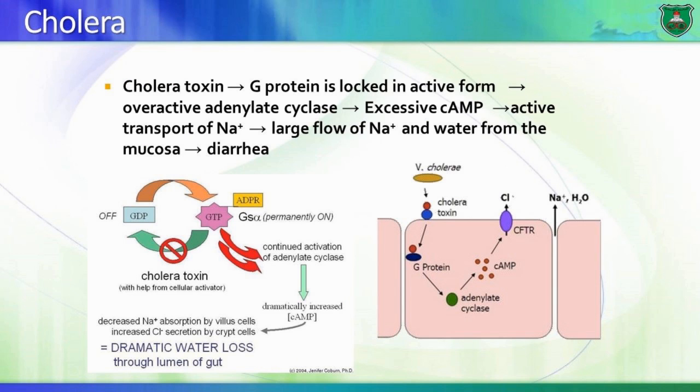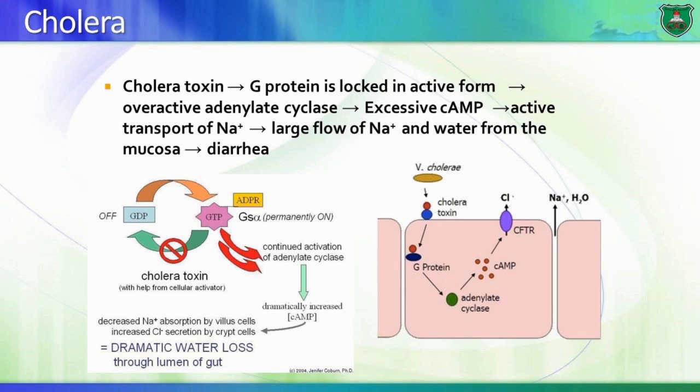Here's a nice example that you should know about. What's the effect of cholera? Why is it that cholera toxin? Well, the thing about cholera is that it induces continuous diarrhea, and that causes dehydration, and it can be fatal. It kills people. So how does the cholera toxin function?